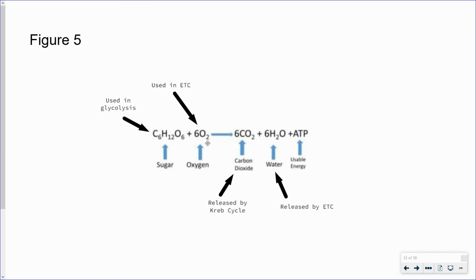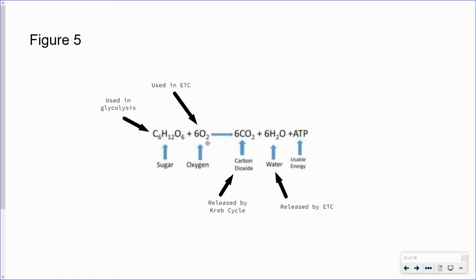The pyruvic acid that's used in the Krebs cycle comes from glycolysis. So it's made in one step and it's used up in the next. It's gone by the time the process is done. The NADH and FADH2 are used in the electron transport chain, but they're produced in both glycolysis and the Krebs cycle. So they're made in one step, used in the other. We call these intermediate products. They're produced somewhere, but then they're going to be used up again later. They don't ever show up in our chemical reaction.